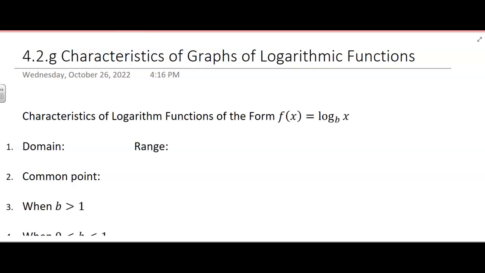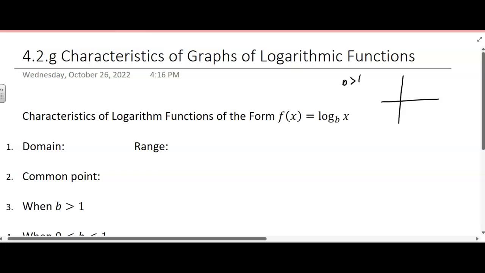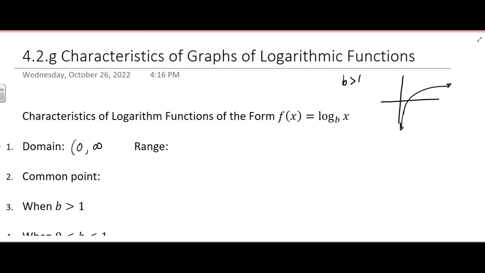Okay, so we're going to look at some characteristics of graphs of logarithmic functions. A logarithmic function, if b is greater than 1, is going to look something like that, okay? So the domain is going to go from 0 to infinity. The range, the outputs, are going to be all real numbers.